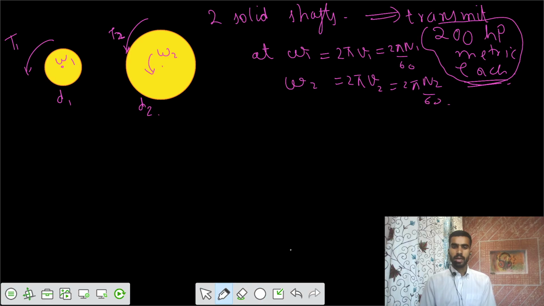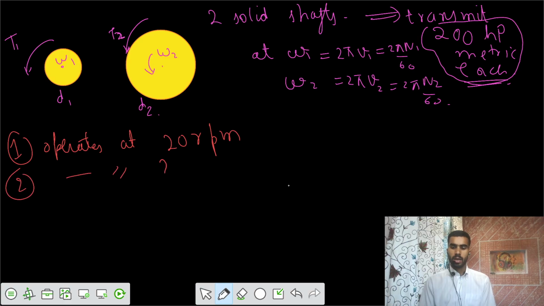Now the problem says that shaft 1 operates at 620 RPM, and the second one operates at 20,000 RPM. So your N1 and N2 are different. That means omega 1 and omega 2 are different. So we have different omega, but the power is the same.